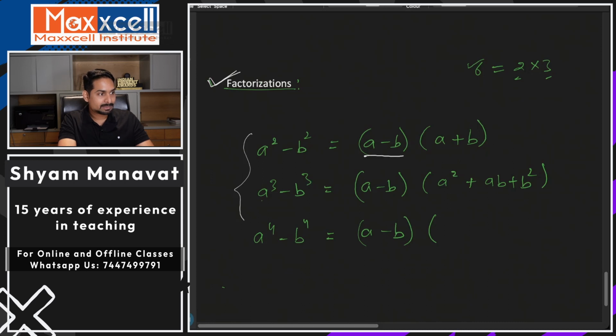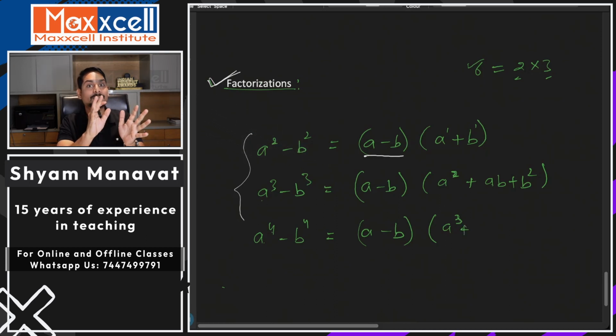If it is a square term, the second factor is power 1, each power 1. If it is cube, the second factor is power 2. See, a square, 1 plus 1, 2 again, and then b square. Are you getting it? In case of cube, we start with square. In case of square, we start with power 1. So in case of power 4, the second factor should start with power 3. Generalize. Correct?